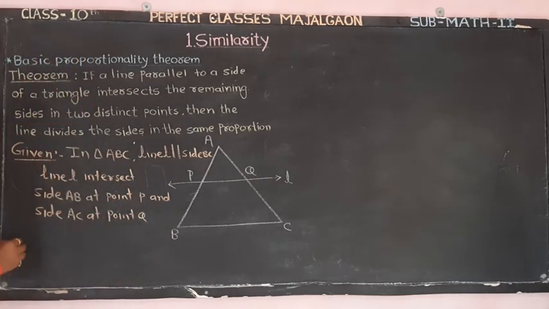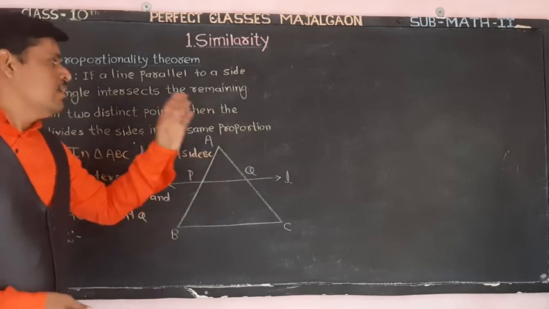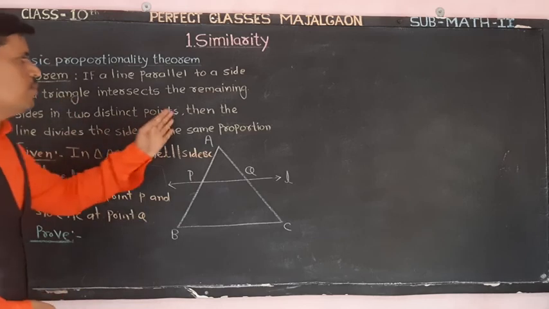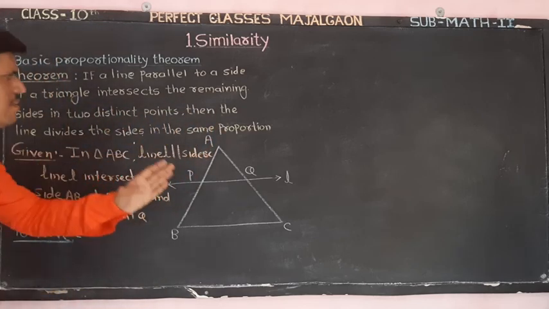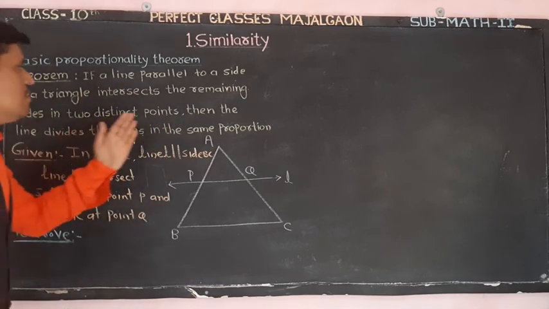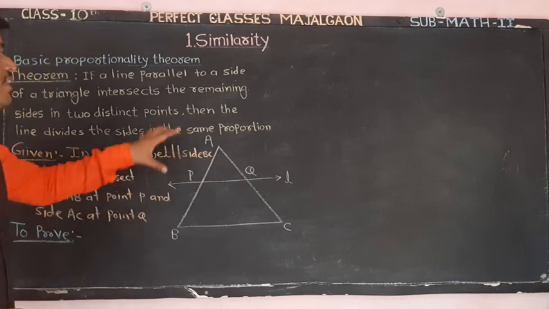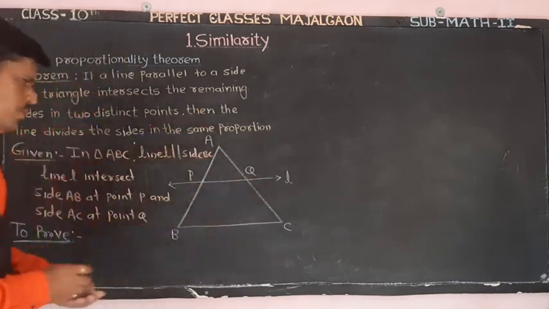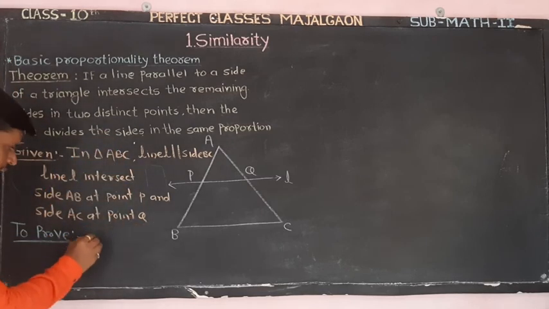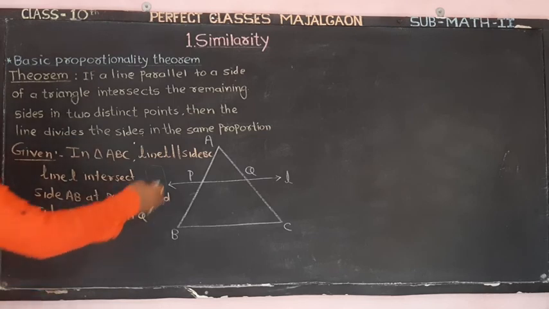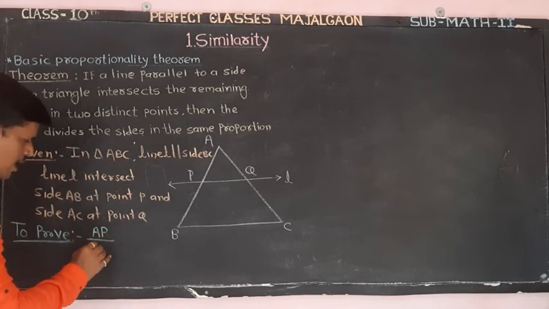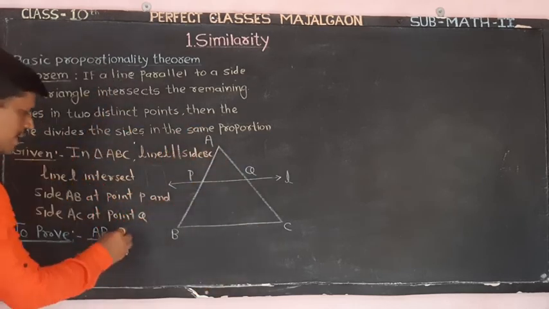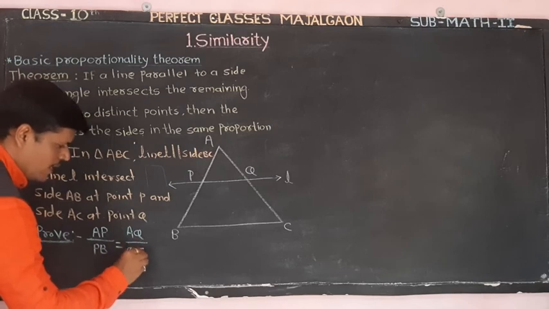Now, what will be the to prove? I will write to prove. The sentence starting from "then" is called to prove: then the line divides the sides in the same proportion. Therefore, line L divides side AB and side AC in the same proportion. So to prove is that line L divides AB in the ratio AP upon PB, equal to AQ upon QC, the ratio in which it divides AC. This is the to prove.